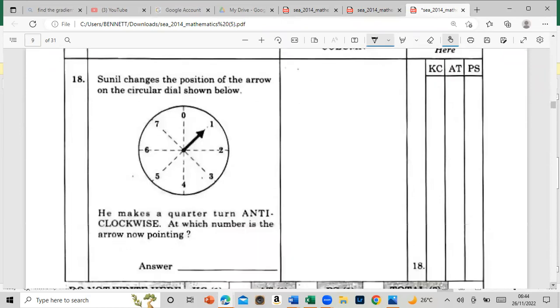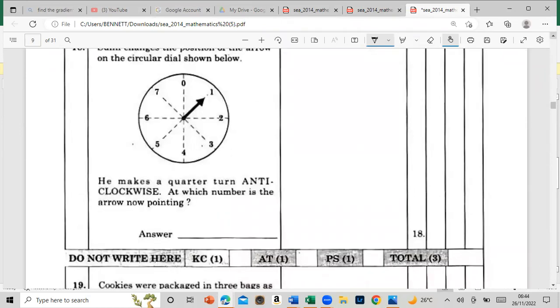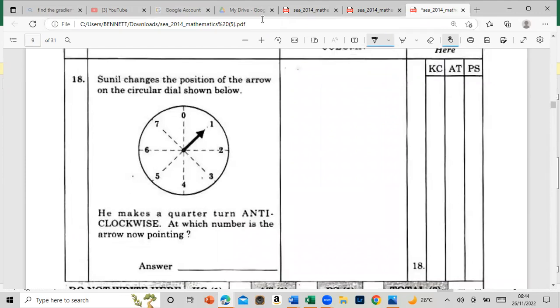So number 18, this one is going to be another problem. Sunil changes the position of the arrow on the circle that I showed below. He makes a quarter turn. Now, a quarter turn is 90 degrees. Alright, so that's 90 degrees, and he did anticlockwise. Anticlockwise means the opposite of clockwise. Clockwise is like this, but we don't want it that way. We're going this way.